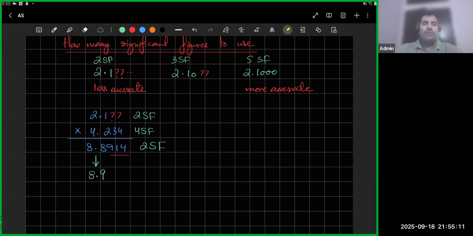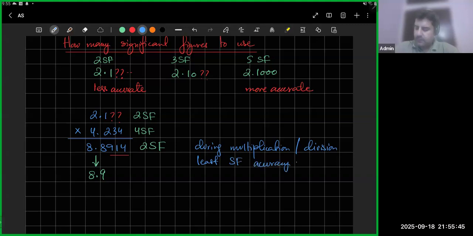तो calculator जो है, that is just assuming that that is 0, but we're not sure that that is 0, right? So which is why we're not sure about these three numbers. So you always round it up. So remember this, during multiplication and division, the least significant figure accuracy is followed.